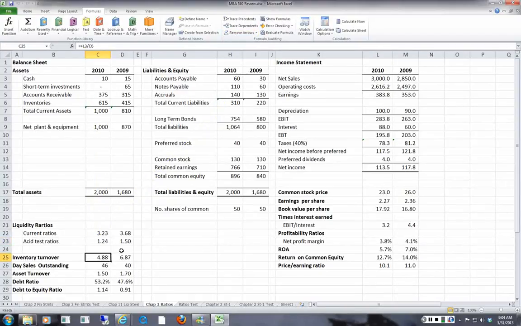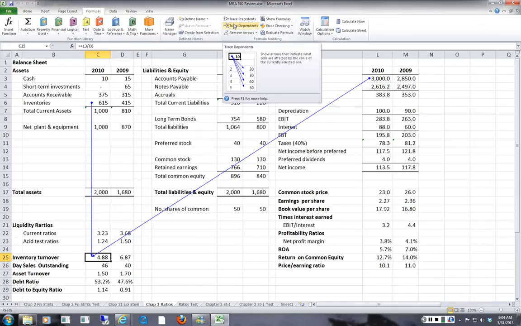Next, we're going to do inventory turnover. It's going to take the inventory and divide it into the sales. So the inventory turnover is 4.88.